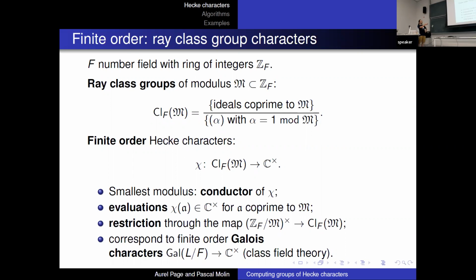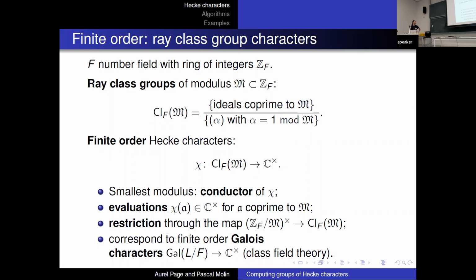You just take fractional ideals coprime to M, modulo the ones that are principal, generated by an element congruent to 1 mod M. This forms a finite group. If M is the trivial ideal, this is just the class group. And therefore, you can consider characters of this finite group, and these are precisely the finite order Hecke characters. The more general Hecke characters that we are going to see later are generalizations of these, except that they don't have to have finite order.